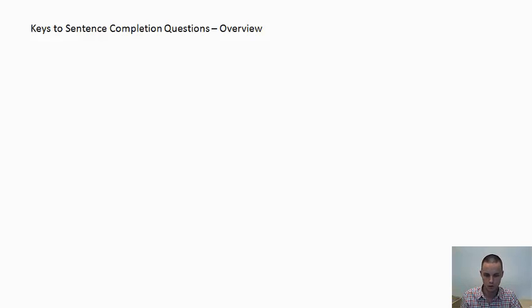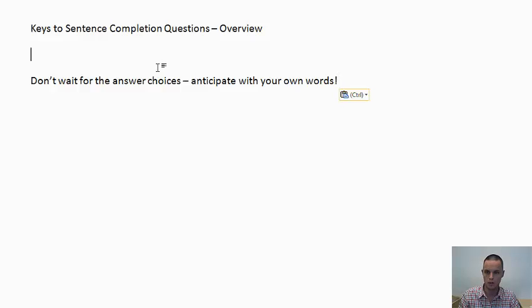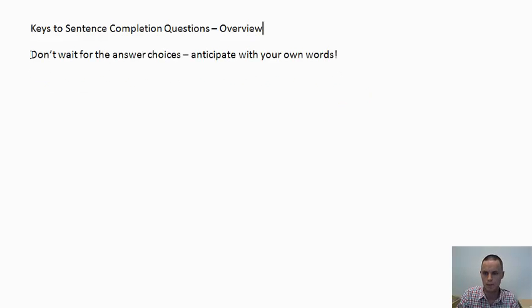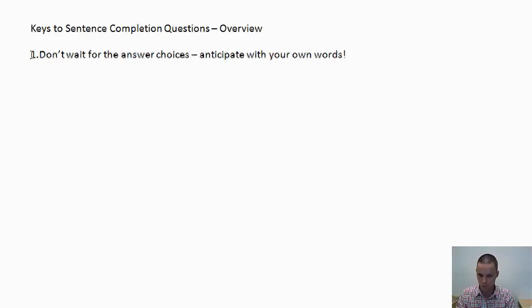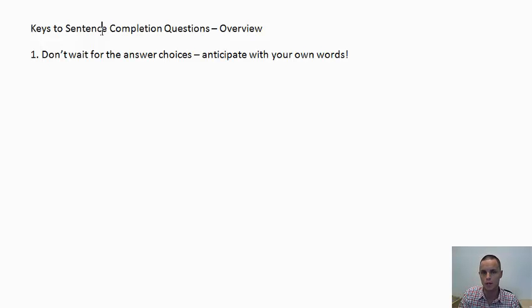Instead, we want to always anticipate with our own words. So here's what I mean by that. By anticipate with my own words, I mean once we read the question, we want to immediately begin forming our own words that we can fill into the blank or the blanks. As with any section on the test, the more you're able to put your own answer in, the better off you're going to be. That applies to math, sentence completion, the entire test.